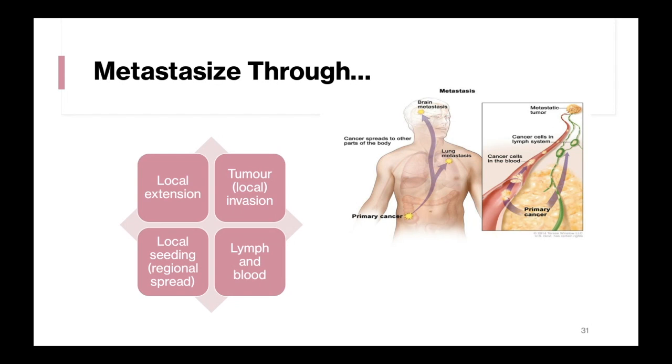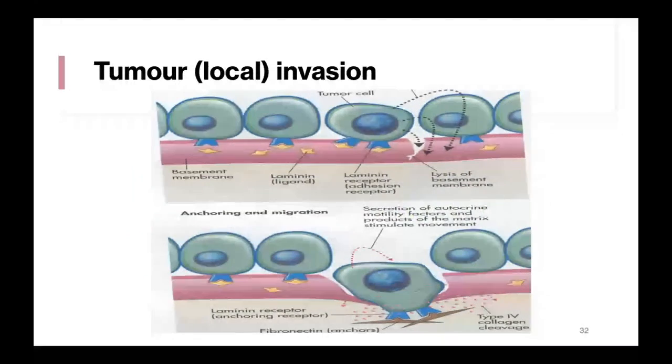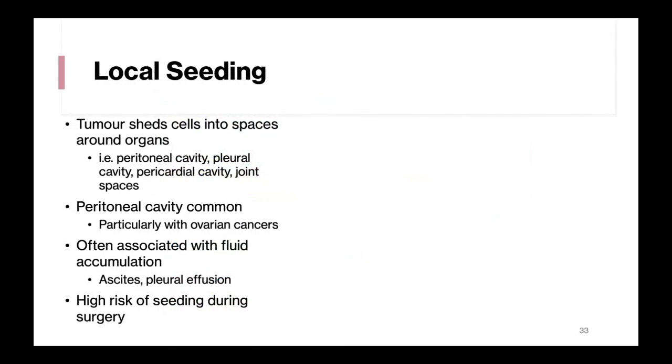And colorectal cancer, that usually happens in the liver. That's the big place where it happens. It's just showing you nothing major. So again, the local seeding, they shed cells into spaces around the organs, especially in the peritoneal cavity. That's really common, especially with ovarian cancers. And then when that happens, the patient often has ascites or a pleural effusion.